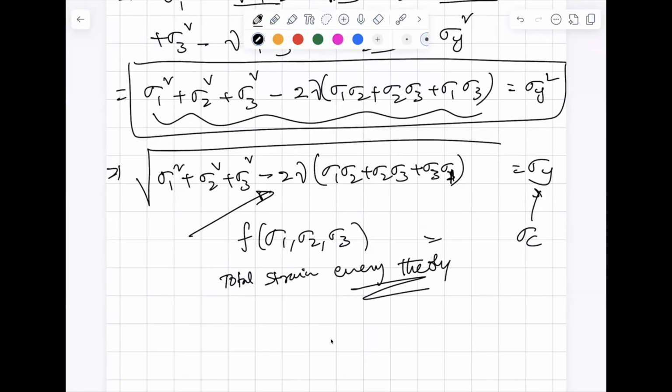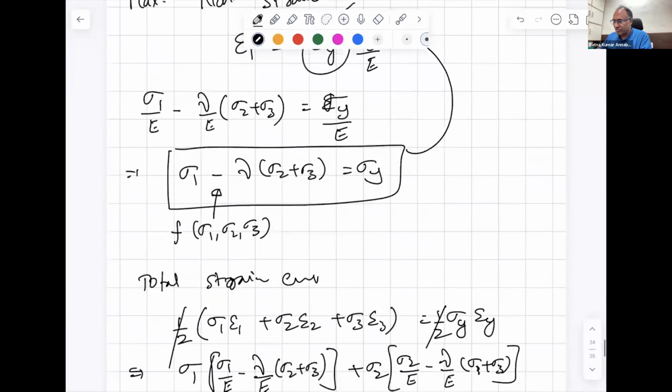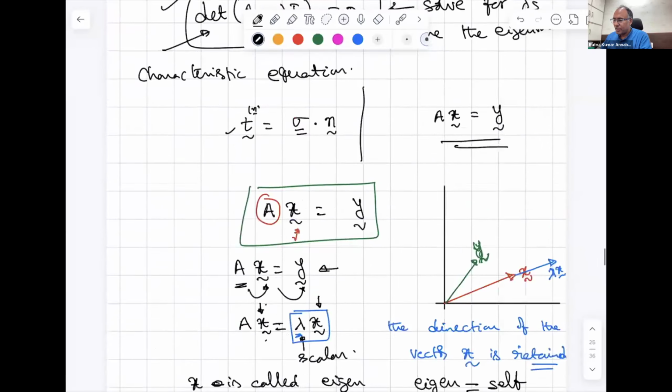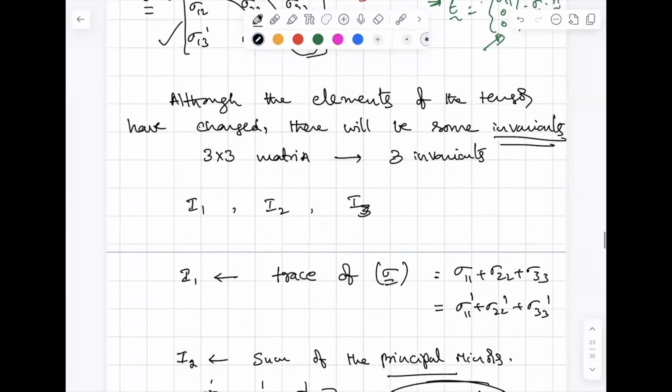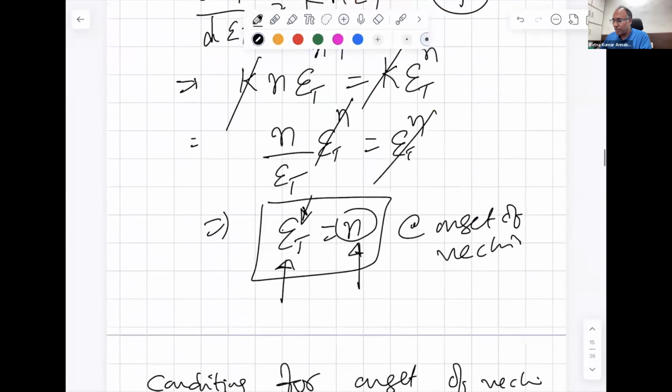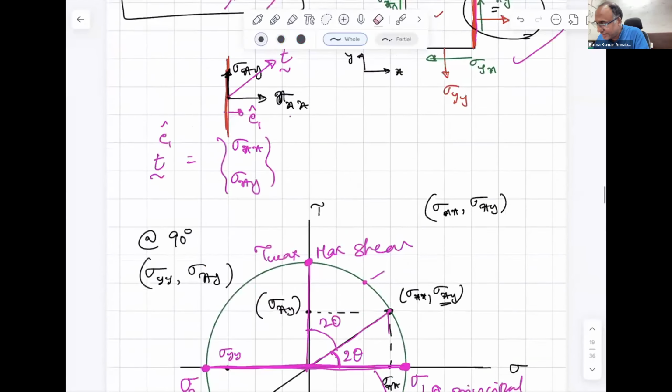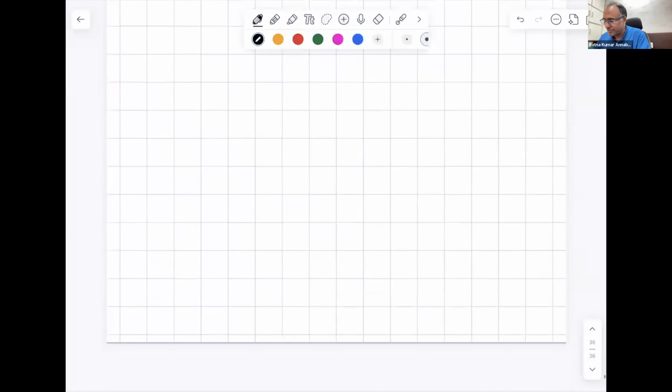Sir, one small question here: these three failure theories are only applicable for linear behavior, right? I have told you certain assumptions in the very beginning, that the material is assumed to be homogeneous and isotropic and linear elastic. Okay, got it. If those assumptions are not there, then these things may change a little bit.